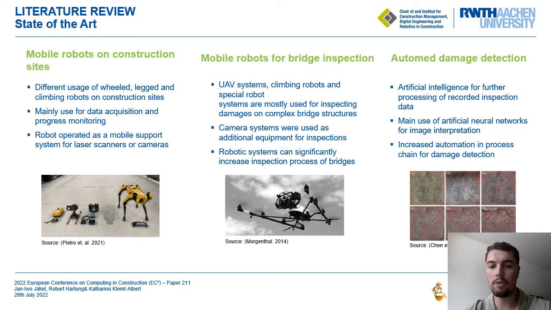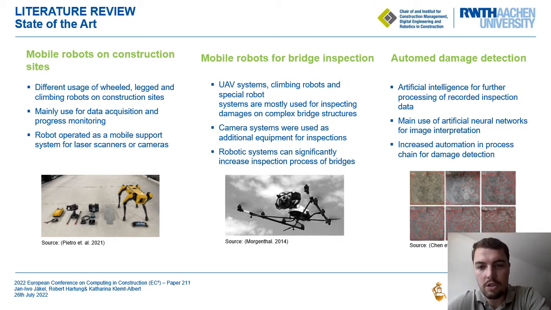In the next field, mobile robots for bridge inspections, we identified that mostly UAV systems, climbing robots, and special hybrid robots are used for the inspection processes and inspection of damages on complex bridge structures. Mostly these systems are carrying camera systems to acquire the images. And as an overall conclusion, the robot systems can significantly increase the efficiency of the inspection process of bridges.